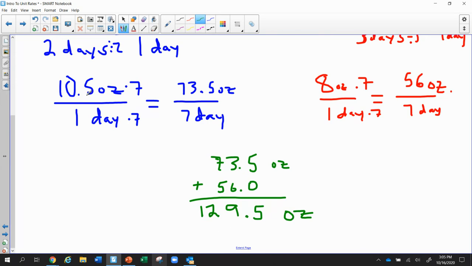This is giving us practice using the unit rate to find any amount of days, right? So we could find out how much food they eat after 2 weeks or 3 weeks or a whole month, even a whole year if we multiplied it by 365. But using that unit rate, we can find all sorts of problems.